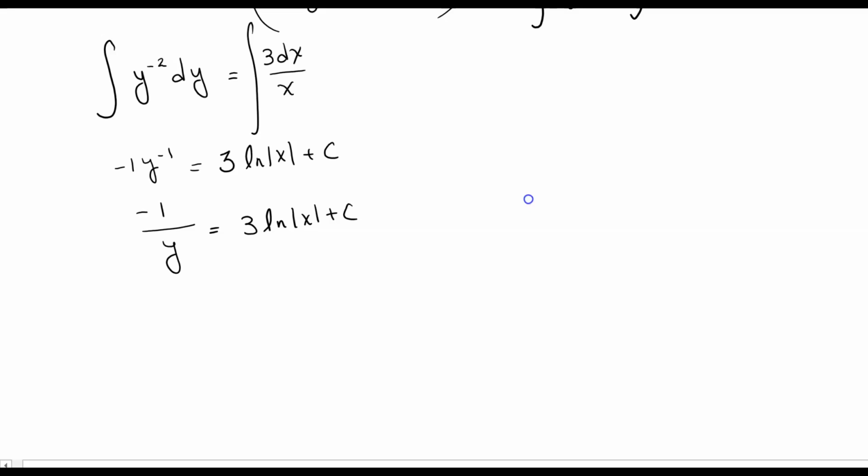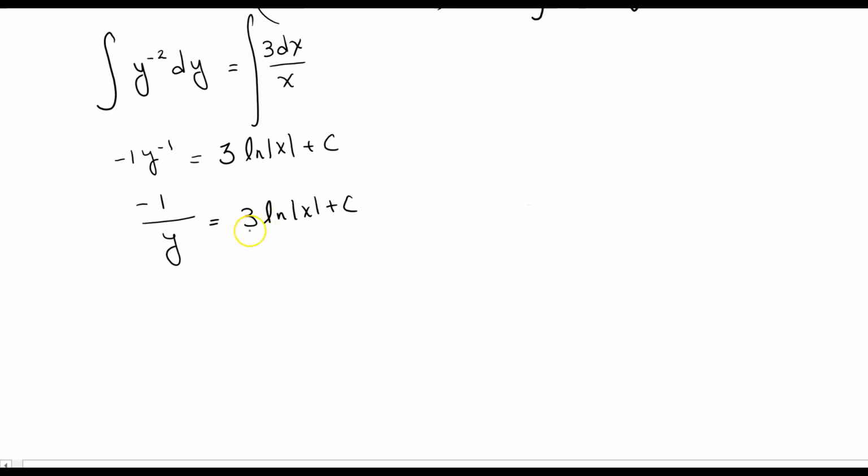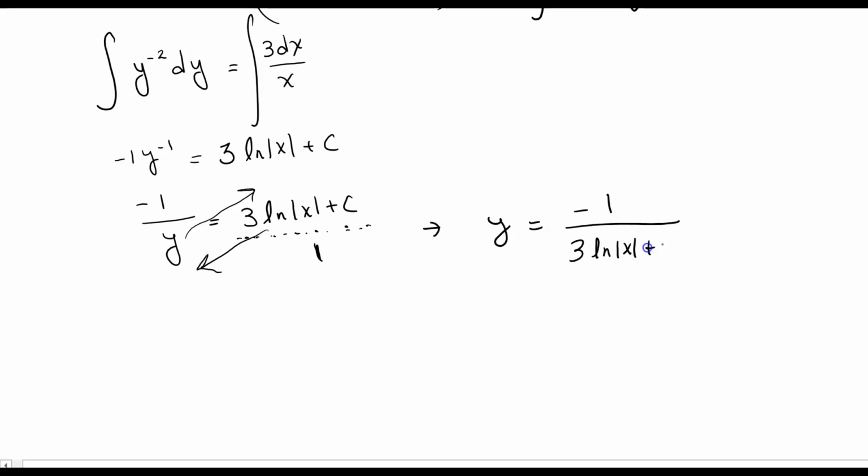And so what we're going to do is what I recommend. You can pretend all of this is over 1, and then you can kind of cross multiply. This goes that way, this comes this way, and you end up with a solution for y. And that is to say that y will equal negative 1 over 3 times the natural log of the absolute value of x plus c. And it looks just something like that.